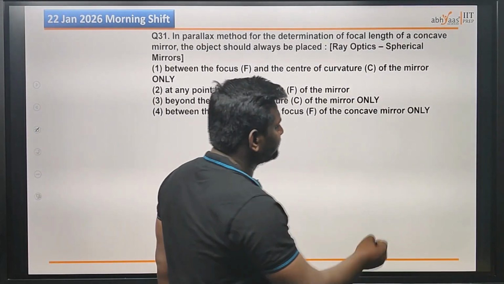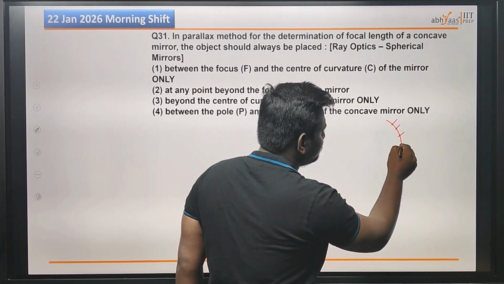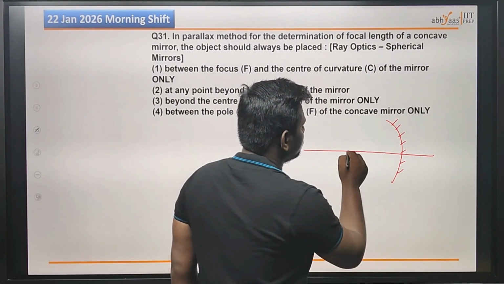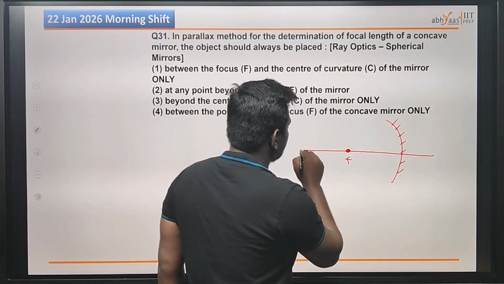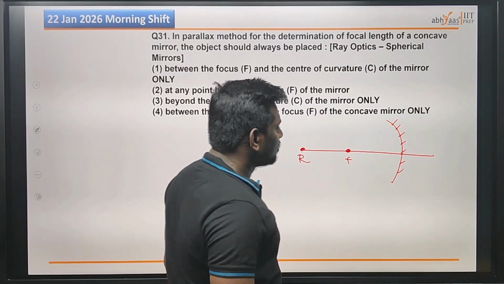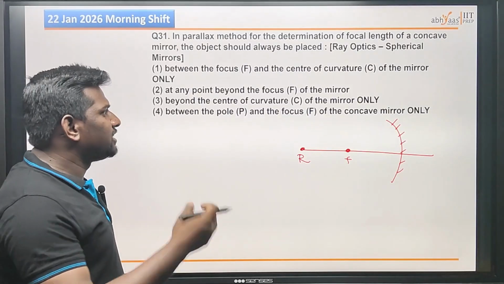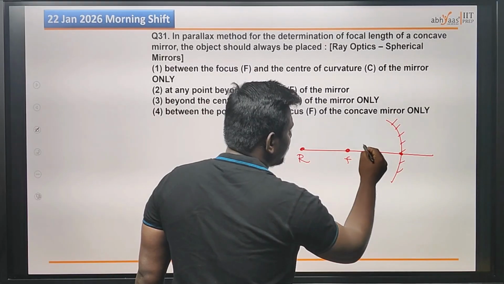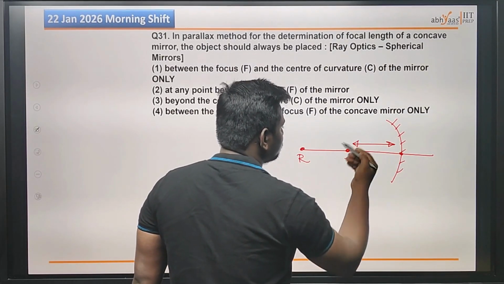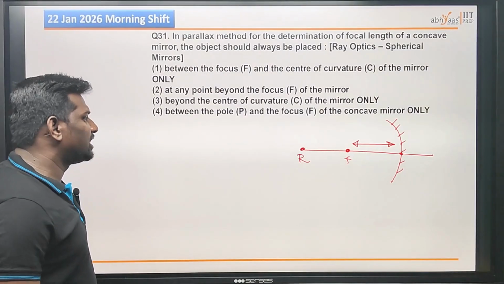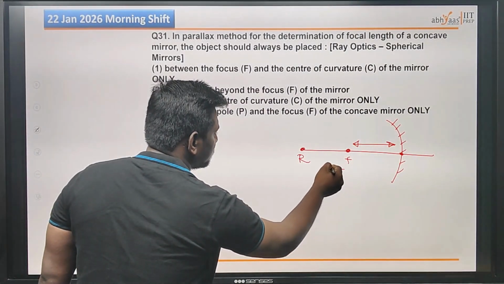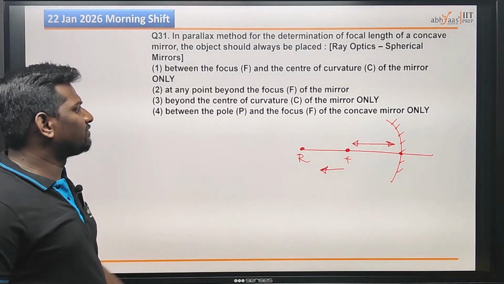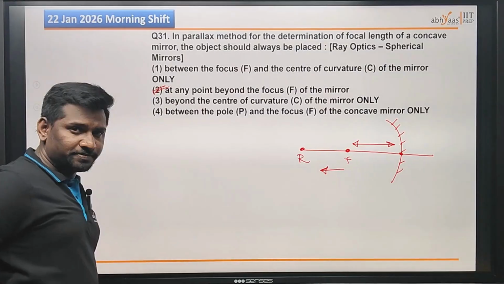If you observe here, this is our concave mirror. If you want to find the focal length, we know the focal length and the radius of curvature. At which point do you have to place the object? Between F and P, you won't get any image. So what is the choice here? Beyond F. At a point beyond the focus of the mirror, that is the right answer.